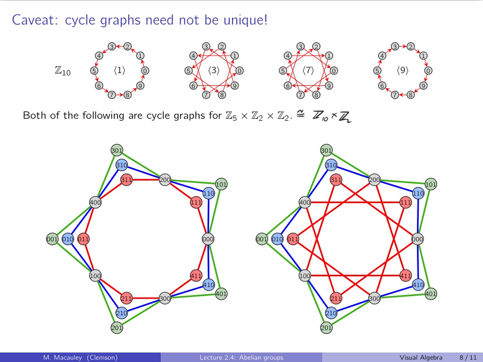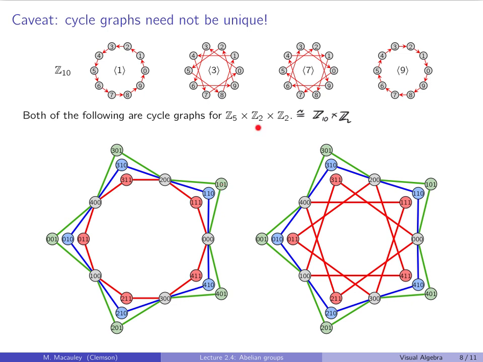But for now, there's actually 3 10 cycles, and I'm going to use this format, Z5 cross Z2 cross Z2, and those 10 cycles are generated by 111, 110, and 101. I'll let you verify that if you want.